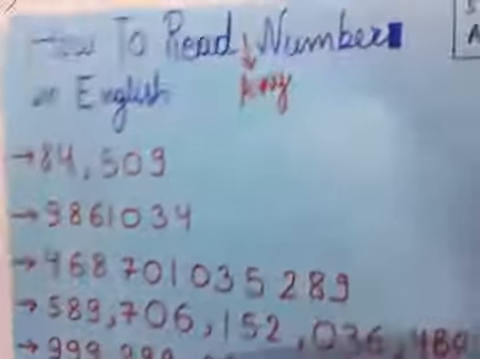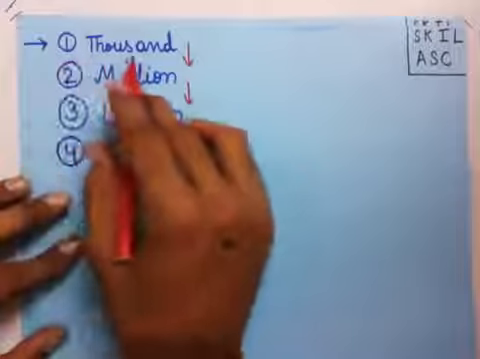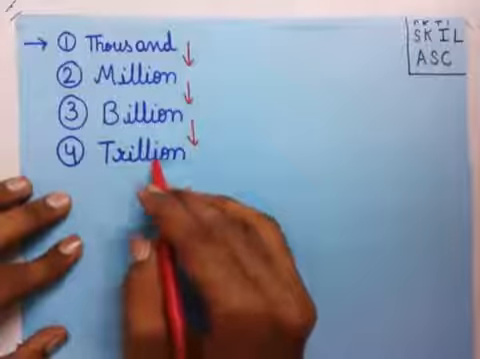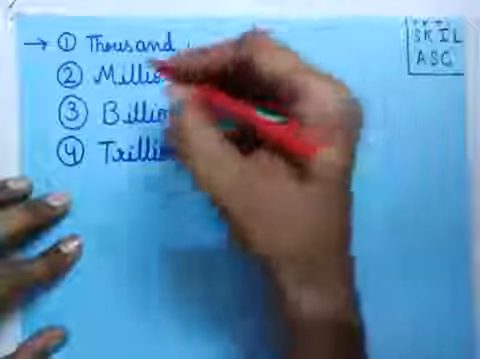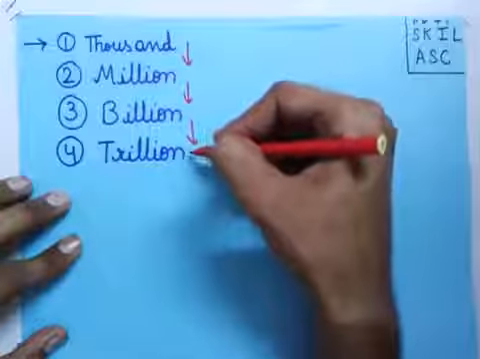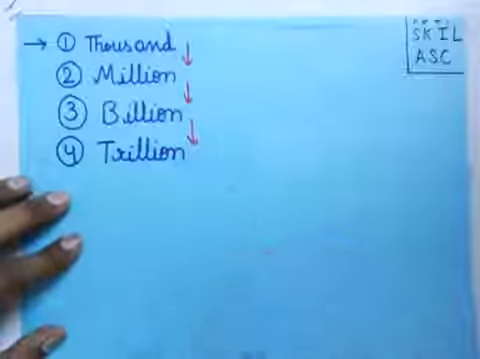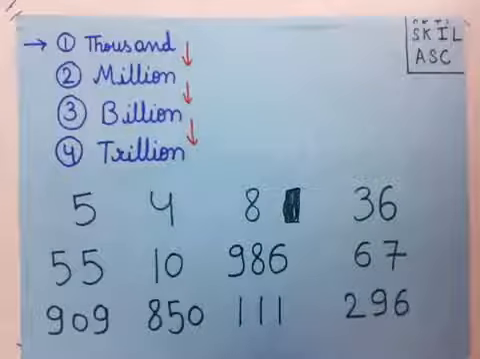So let us start. The first point is you must remember these four words: first, thousand; second, million; third, billion; fourth, trillion. You must remember these four words in this same order: thousand, million, billion, trillion. I repeat, thousand, million, billion, trillion. Now we go to the next step.